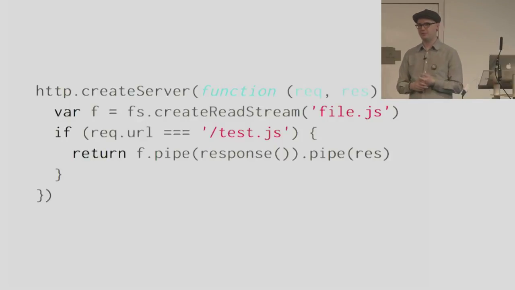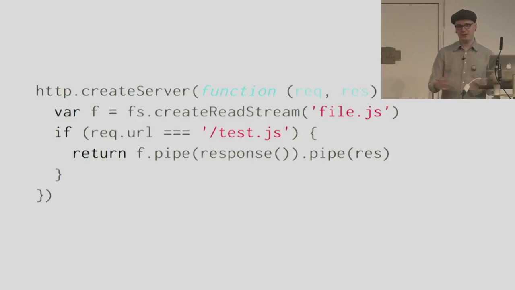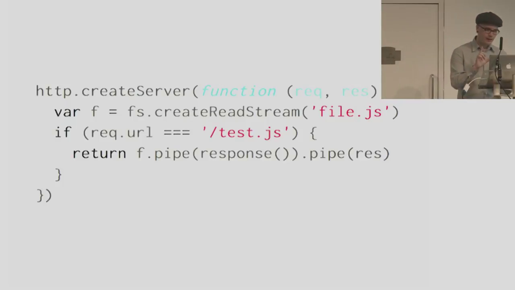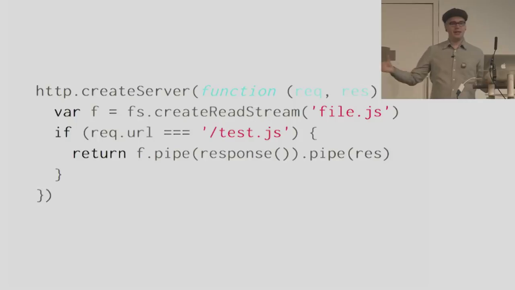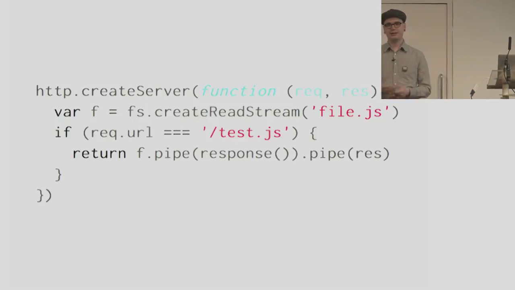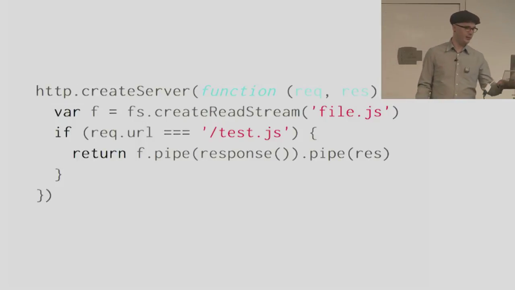And Response is basically a request, but for HTTP responses. So it gives you a very similar API. What we're doing here is you just take this FS stream, you pipe it to a response object, and you pipe that to an HTTP response. What it's going to do is it's going to look at the path. It's going to set the right content type header. It's going to set any other headers that you might care about.